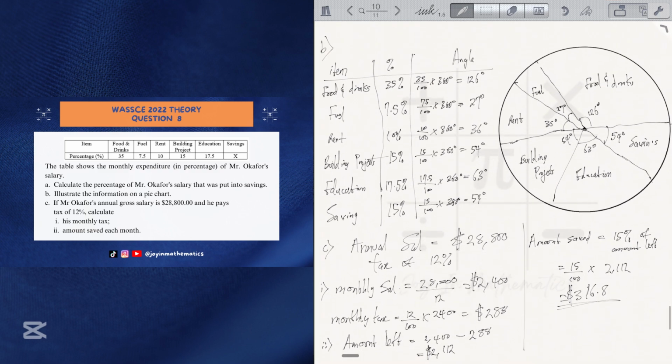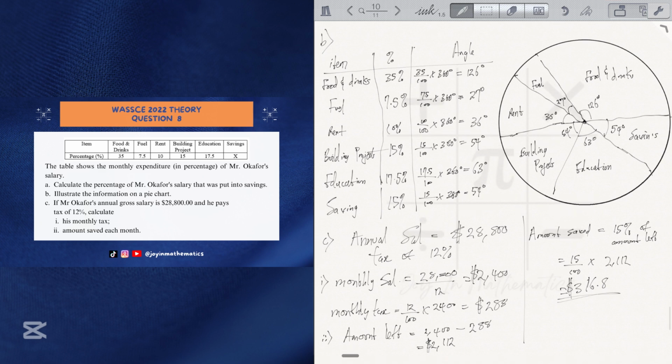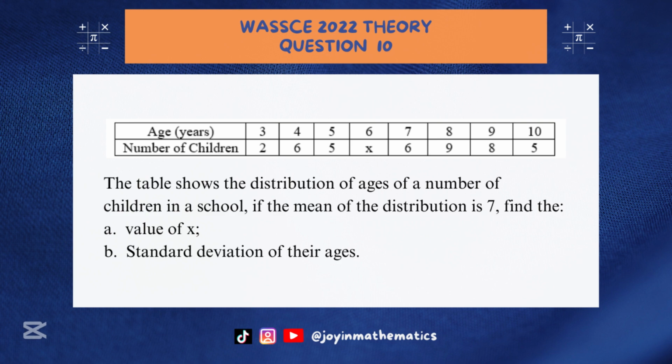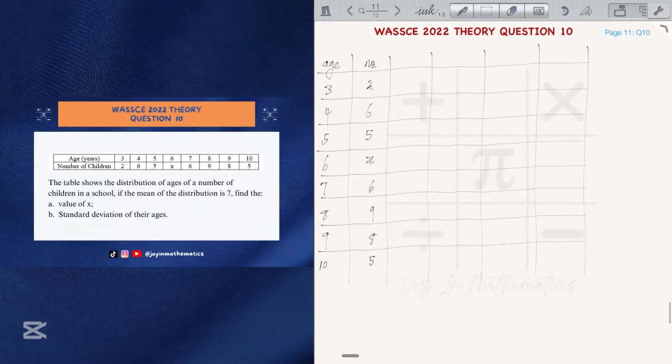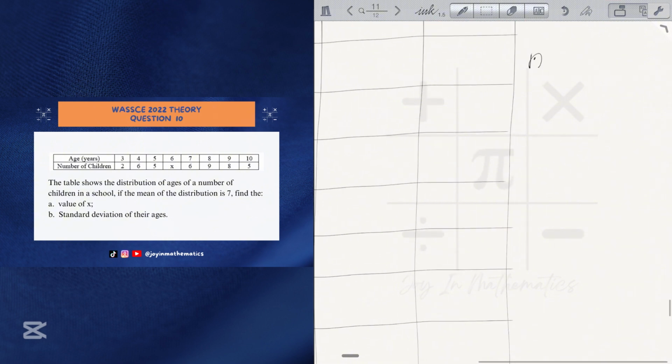So with this, we have solved the whole of question number 8, and the most interesting part was where we drew the pie charts. Let's proceed on to the next question. Now let's continue with question number 10. We're given a table that shows the distribution of ages in years of a number of children in a school. Given the mean to be equal to 7, we should find the value of x and also the standard deviation.